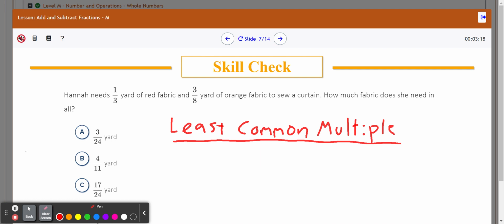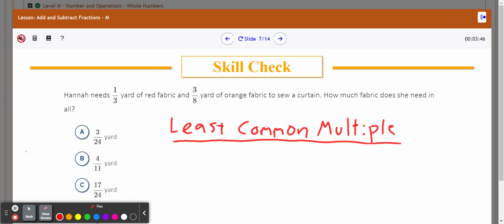Hannah needs 1/3 yard of red fabric and 3/8 yard of orange fabric to sew a curtain. How much fabric does she need in all? Well, before you can add fractions, these are called unlike fractions. Their denominators are different. You've got 3 for one denominator, you've got 8 for another, so you can't add them together. So what you need to do is get the same denominator for both numbers.